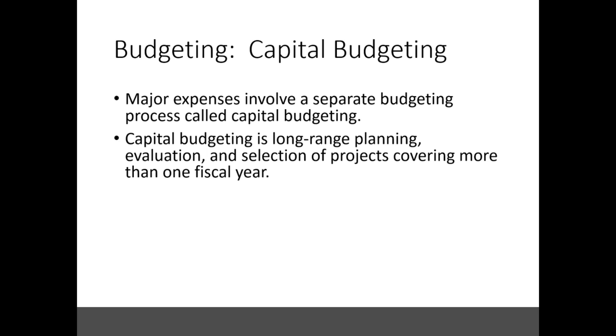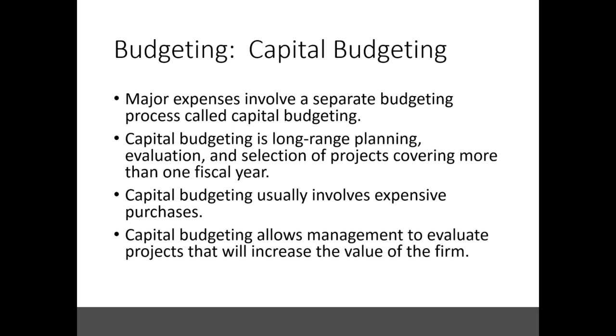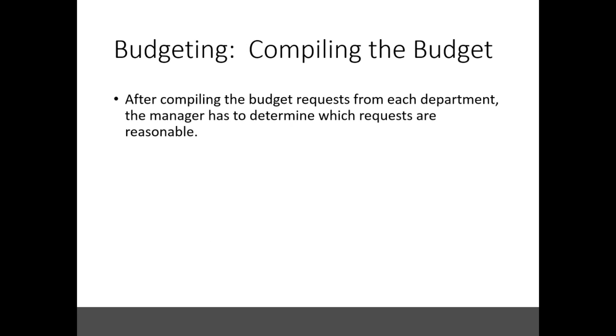Capital budgeting is long range, and you might say, hey, we want to do these things over the next 5 to 10 years. At Texas Tech, facilities are a big part of capital budgeting. We want to build these X number of facilities over the next 7 to 10 years. And again, usually capital budgeting involves expensive purchases. And capital budgeting allows management to say, which of the following things would be good to increase the overall value of what we're doing?